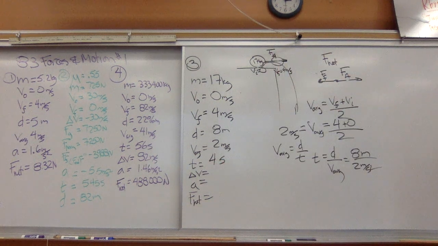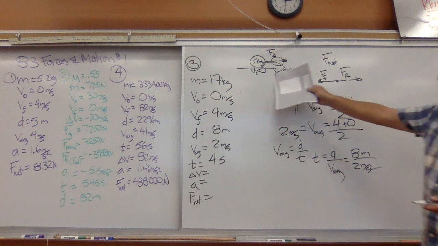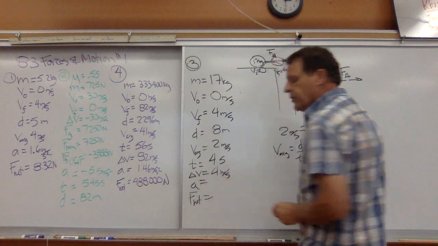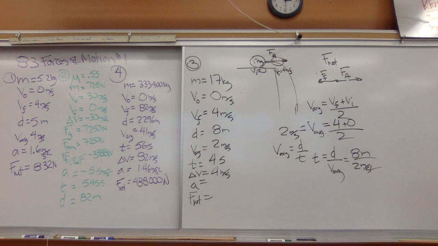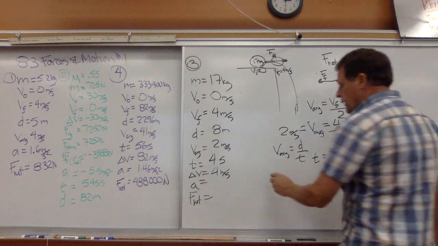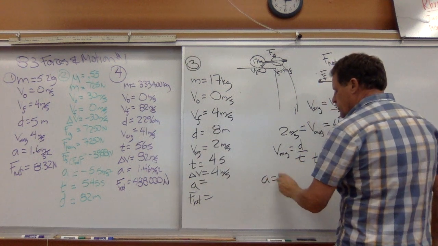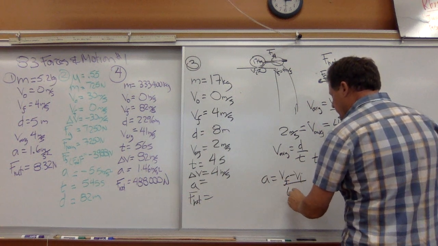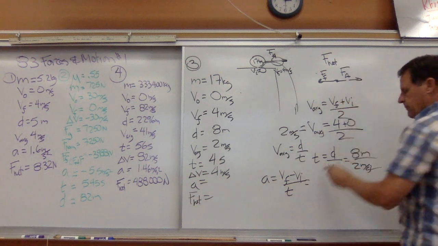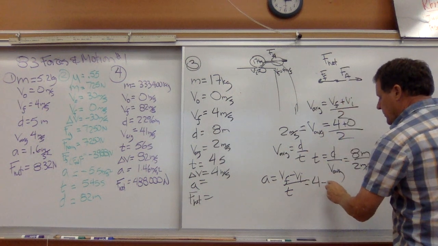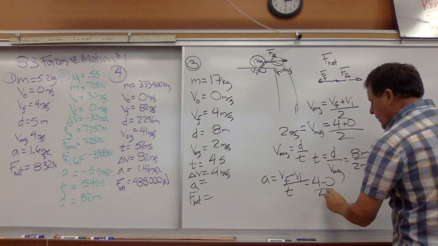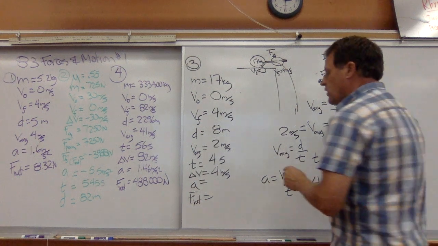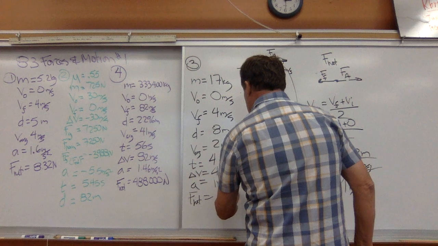We also know that the change in velocity is 4 minus 0, which is 4 meters per second. Now I can use equation number 2 in a slightly different form and say acceleration is equal to v final minus v initial over time, which is 4 minus 0 divided by 4, which gives me an acceleration of 1 meter per second squared.